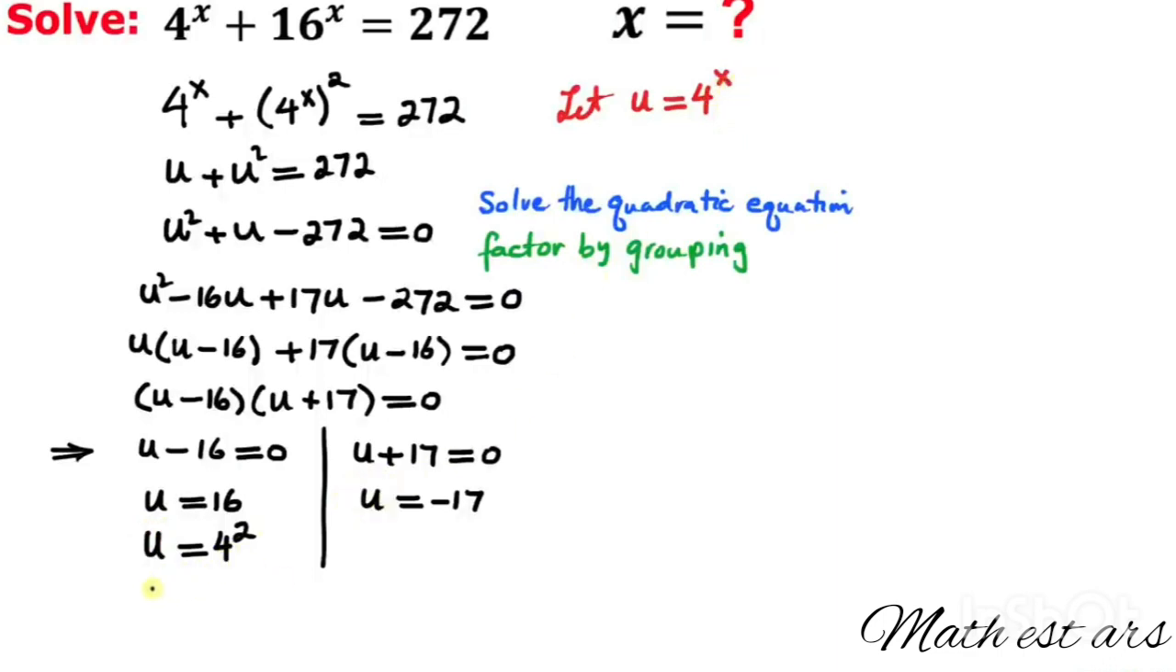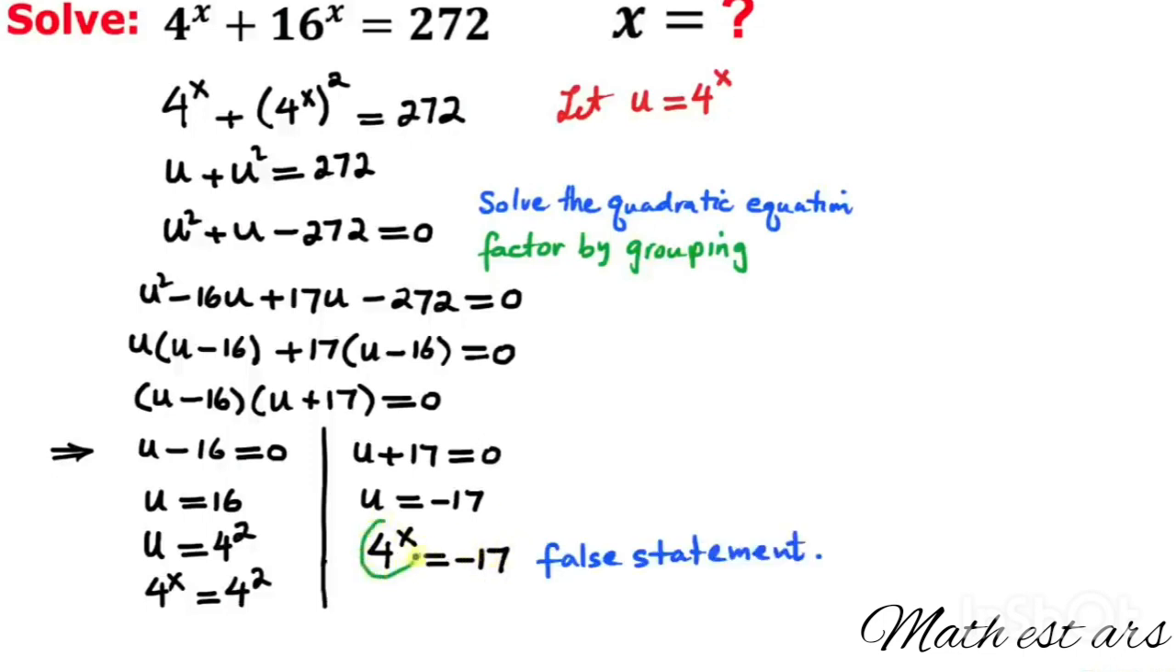So I can write this one as 4^x = 4^2. And likewise on this side, 4^x = -17. Now we can see that this exponential function 4^x cannot be equal to a negative number. So this is a false statement, and we are going to reject this scenario.